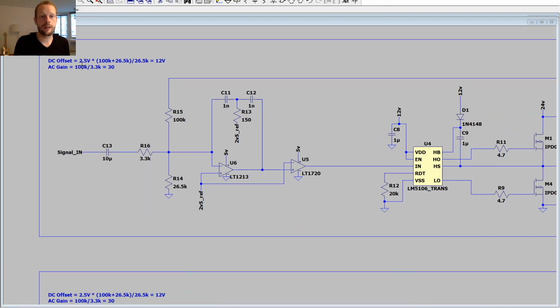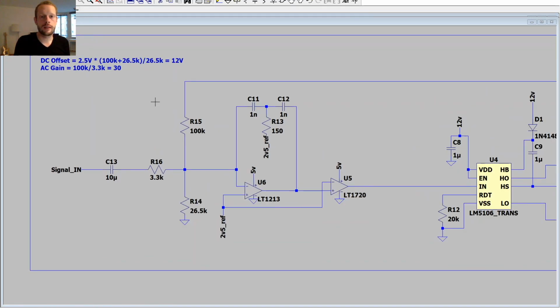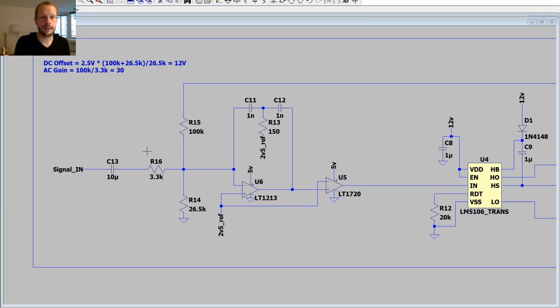Therefore we can set our DC offset by setting the feedback resistor in comparison with the R14 here, in a way that the 12 volts divide will give us a 2.5 volt point here. But this is really only for the DC operating point. For the AC behavior, and this is our signal, we can set our gain by adjusting R16 in comparison to R15. We have 100K for the feedback resistor in comparison with 3.3K for the signal input resistor. And this gives us an AC voltage gain of 30 in this case.